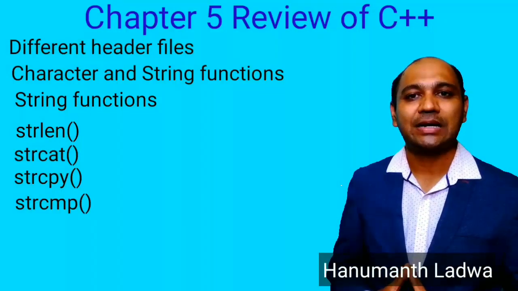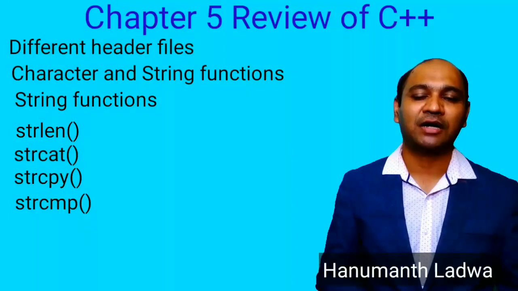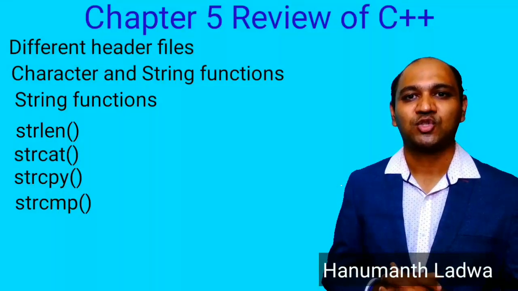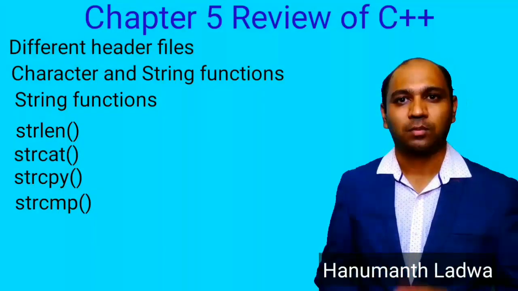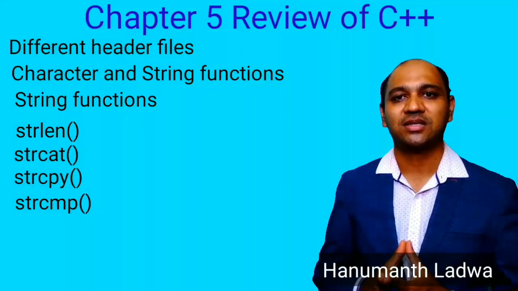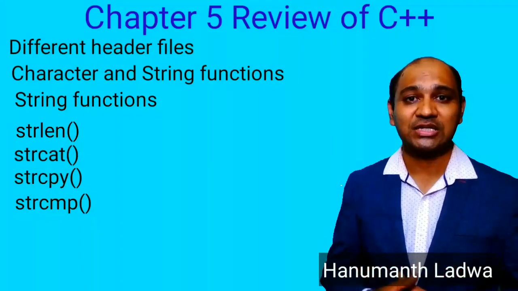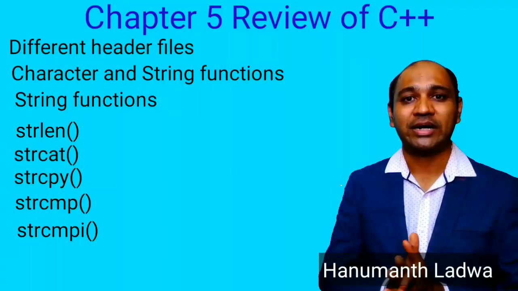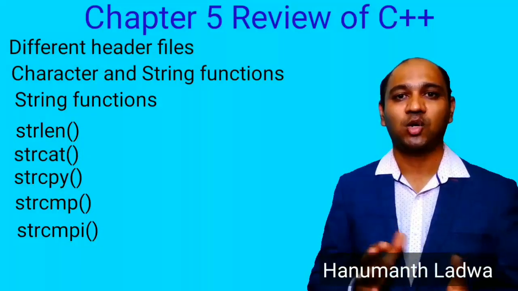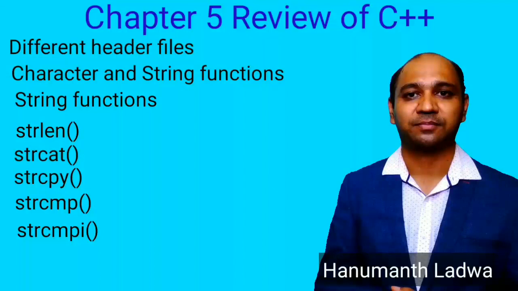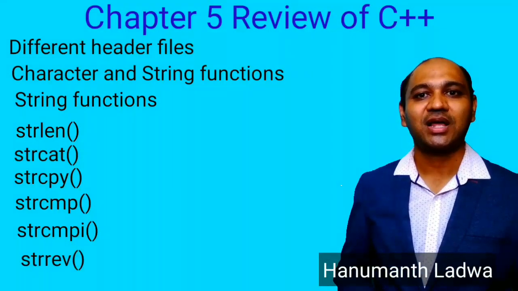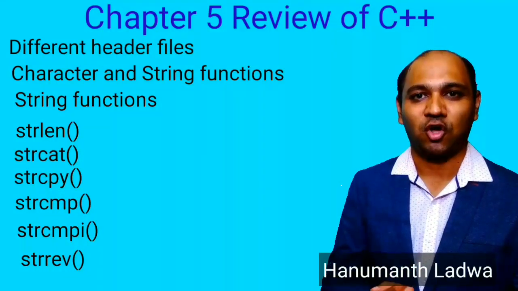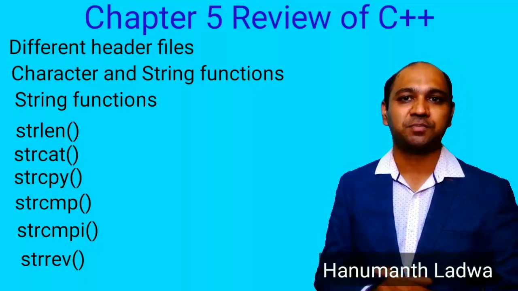Next is the strcmp function, the string comparison function. It compares each letter from both the strings. Here it is case sensitive: both uppercase and lowercase letters are distinct. The next string function is strcmpi. Here the string comparison is made but it is case insensitive, so uppercase and lowercase letters are the same for the compiler. And the next string function is strrev, which performs reversing of a string, normally used to check whether the entered string is a palindrome or not.